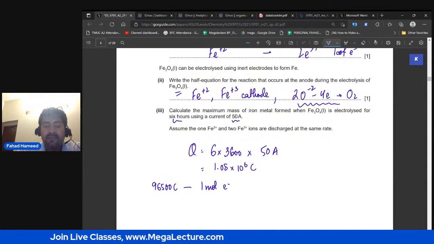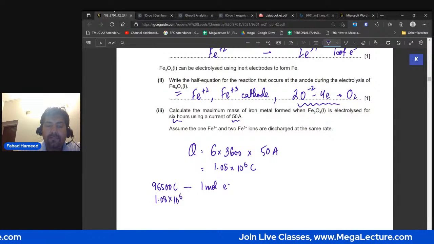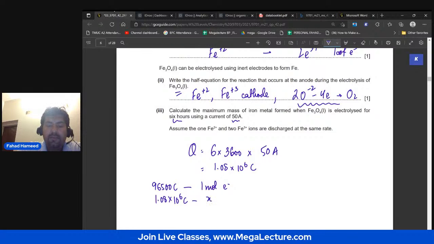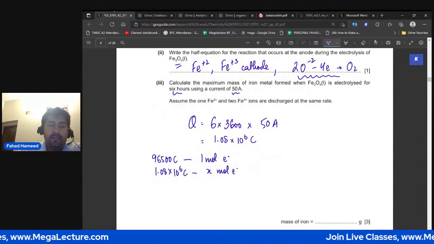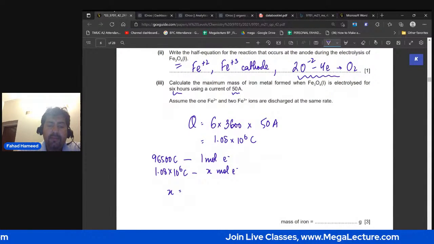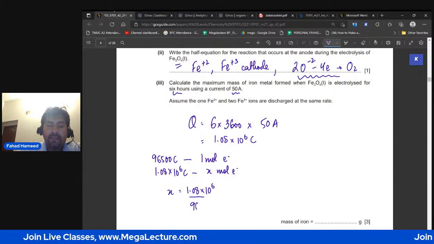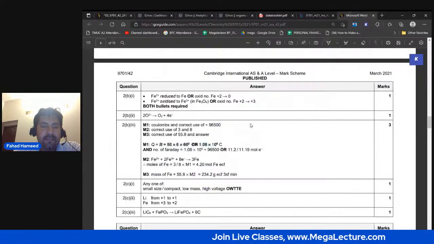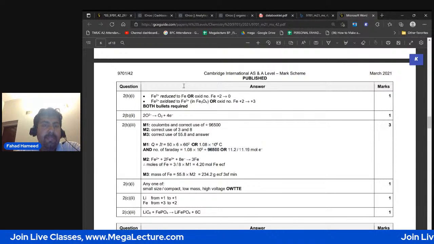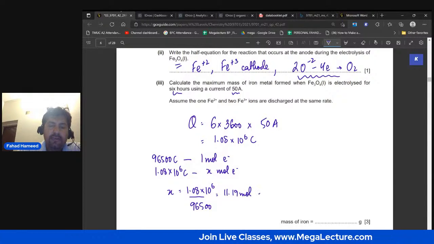So 1 mole of electrons has 96,500 coulombs of charge on it. So if you have 1.08 times 10 to the power 6 coulombs, then what is the number of moles of electrons flowing through the circuit? You're going to cross multiply. So X would come out to be 1.08 times 10 to the power 6 divided by 96,500, and that comes out to be 11.19 moles. So you're getting 11.19 moles of electrons.